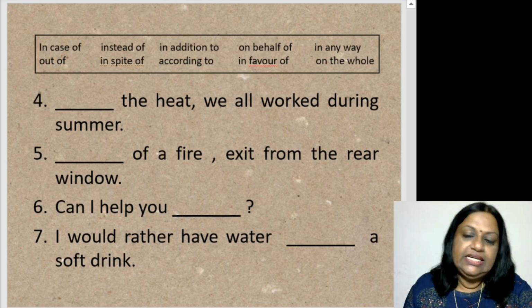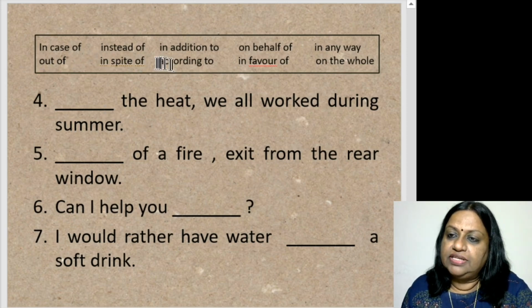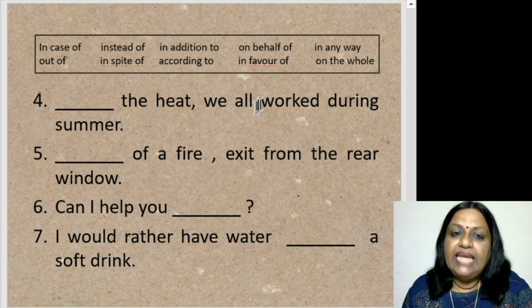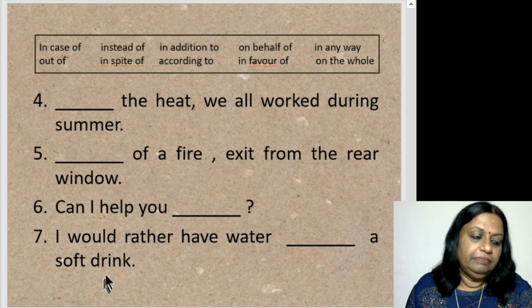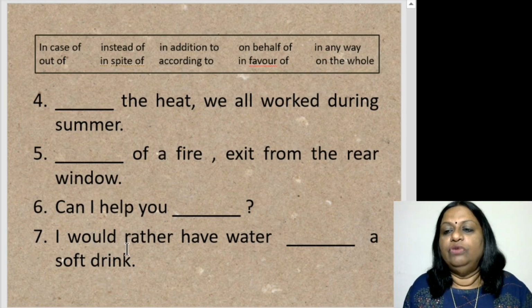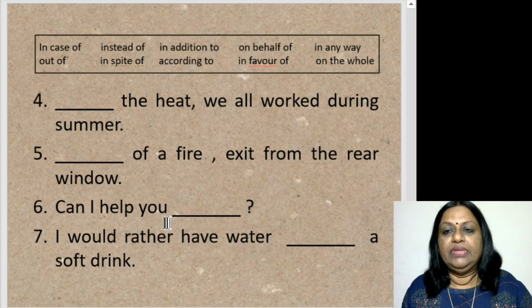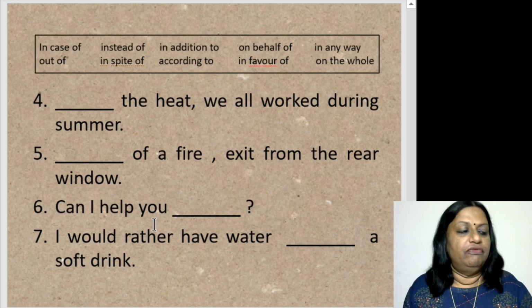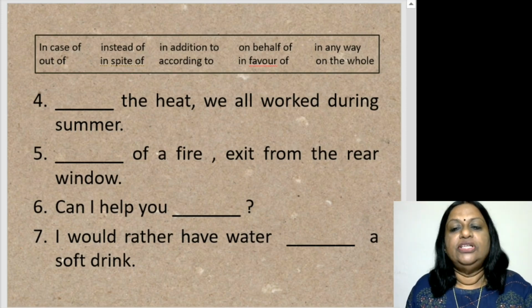Sentence 6. Can I help you dash? Let's look at the prepositional phrases and then pick the one that's most appropriate. Can I help you in any way? It's a question. Can I help you in any way? Let's move on to 7. I would rather have water dash a soft drink. I would rather have water instead of a soft drink.